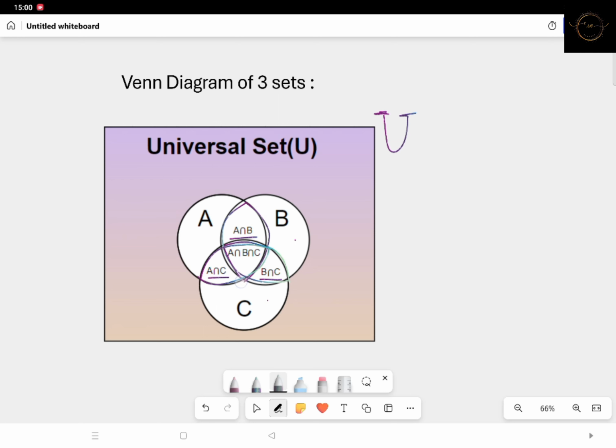And what about this part? Look, this part is common to all three sets A, B and C. So this part will be A intersection B intersection C. And what will be the whole part? If you talk about the whole part, this will be A union B union C.